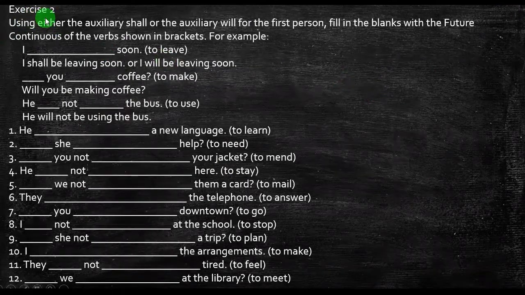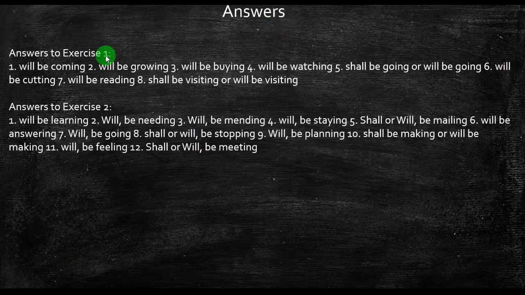Here we have second exercise, same, using either the auxiliary shall or the auxiliary will, but you will use only shall. For the first person, fill in the blanks with the future continuous of the verb shown in the brackets. For example, here are the examples, right? So and here are 12 practice sentences. You may pause the video and do the exercise, and at the end we will check your answers. So here are the answers, right? So you can check your answers. For each correct answer, give yourself 1 mark, and for each wrong answer, 0.